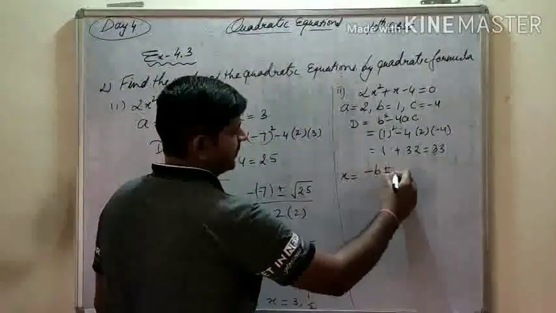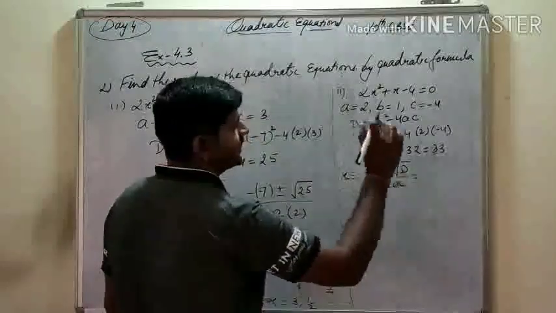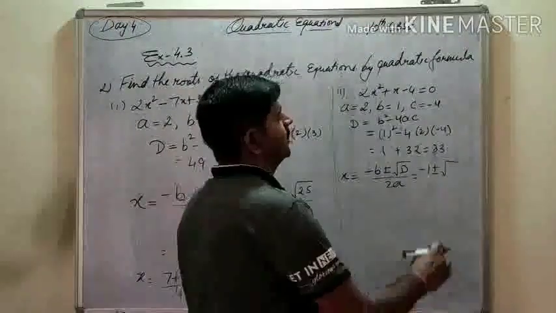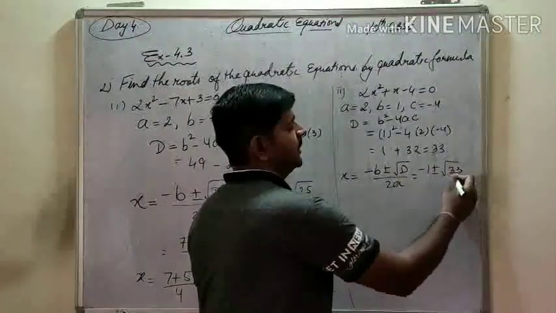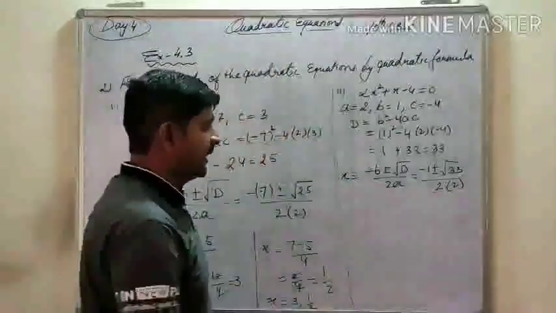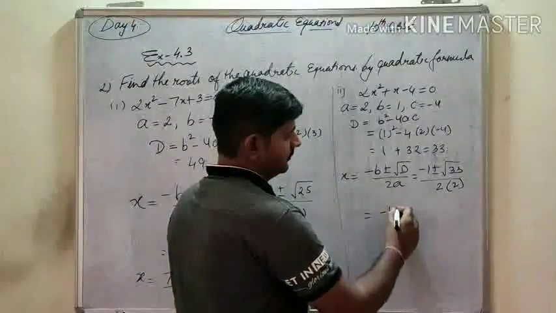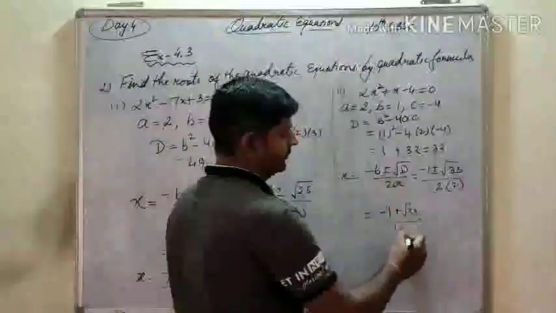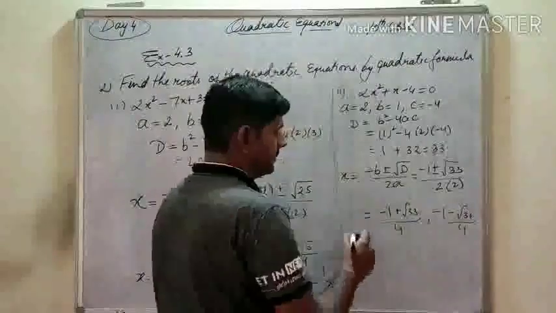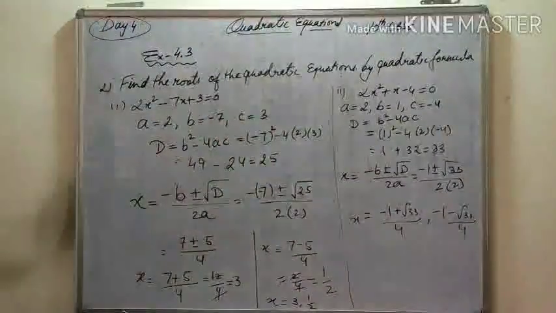The formula is minus b plus minus the square root of the discriminant upon 2a. b is 1, so minus 1 plus minus the square root of the discriminant, that is 33, upon 2a. Let's apply. Minus 1 plus root 33 upon 4, and minus 1 minus root 33 upon 4. These are the answers. Please write it down. This is the second part of question number 2.